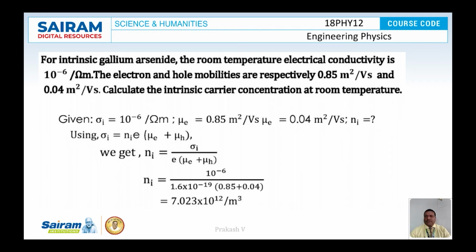Using the formula, we know that sigma i is equal to Ni into e into mu e plus mu h. So this is the formula. So Ni is equal to sigma i by e into mu e plus mu h, that is equal to 10 to the power minus 6 divided by 1.6 into 10 to the power minus 19 into 0.85 plus 0.04. On simplification, we are going to get the value of Ni equal to 7.023 into 10 to the power 12 per meter cube. This is the value of Ni we calculated.